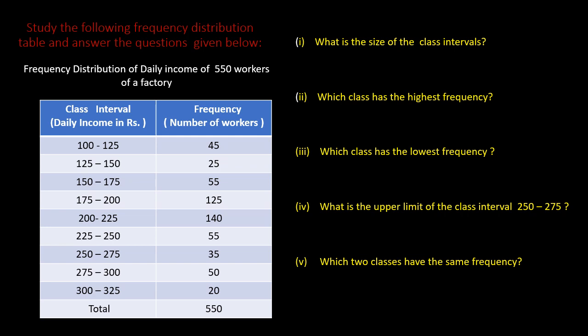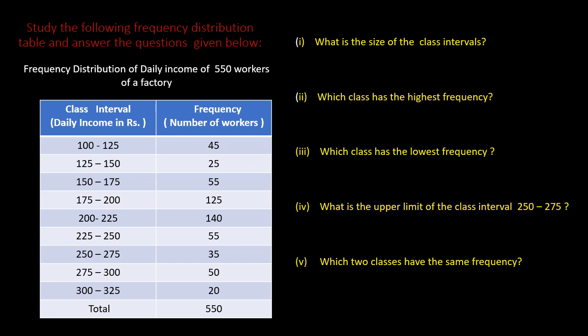Study the following frequency distribution table and answer the questions given below. Here we have a frequency distribution of the daily income of 550 workers of a factory. Children, this question is from your textbook on pages 73 and 74, so you can write these answers in your textbook with a pencil. Okay children? Now let us do the answering.